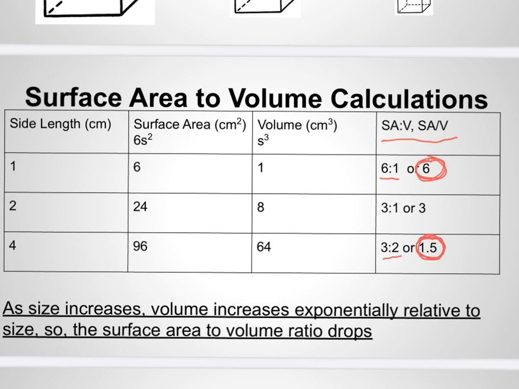This makes sense because as the cube gets bigger, while the surface area and the volume are both increasing, the surface area is being increased as the side squared, but the volume is being increased as the side cubed, meaning that the volume is increasing exponentially relative to the surface area. So the volume, the inside, is getting bigger much faster than the outside is getting bigger as we increase the size of the cell.